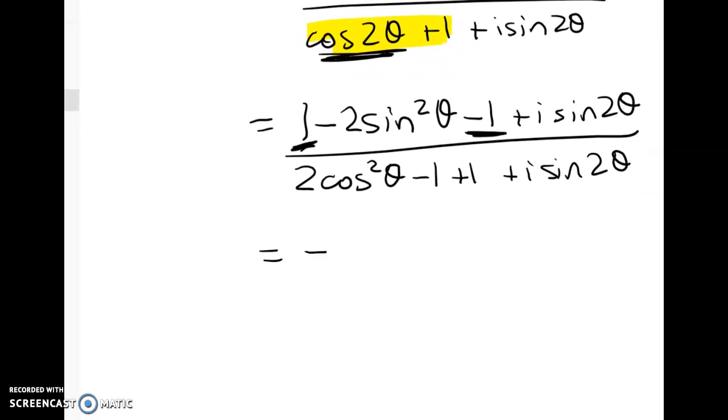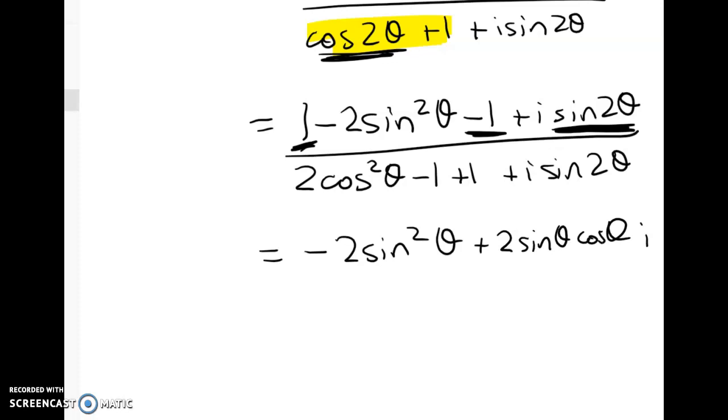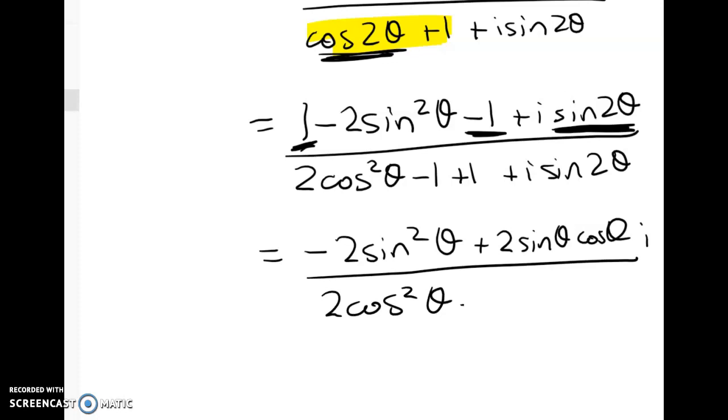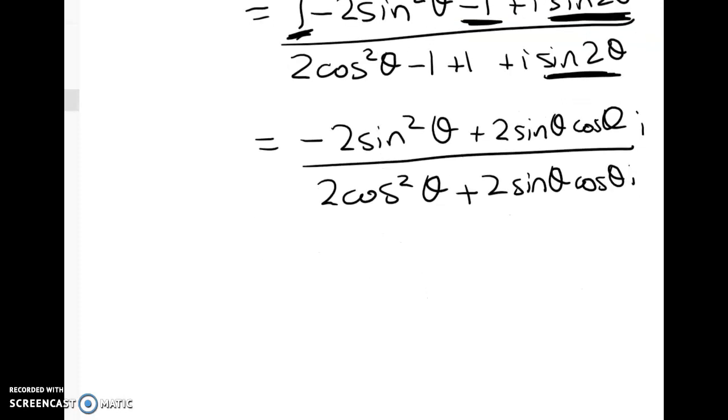Right, what does that give me? Well, I've got negative 2 sine squared theta plus i sine 2 theta. Now it's time to work on this double angle. It's going to be 2 sine theta cos theta i. And here we've got 2 cos squared theta plus 2 sine theta cos theta i. Right, so the only possible replacement for sine 2 theta is 2 sine cos. Now, we've got a lot of 2s in there, so let's get rid of those. So divide everything through by 2, and then let's see whether we're getting somewhere.